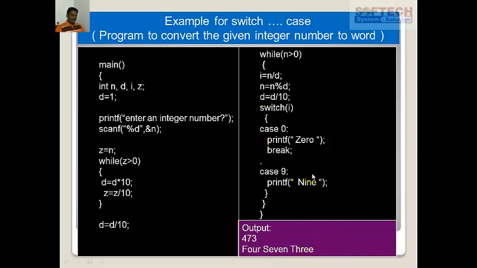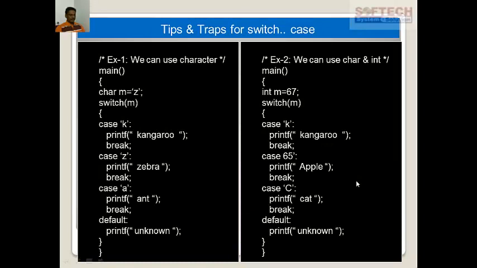This is an example for switch case. Tips and tricks for switch case. For example 1, we can use character also. In the previous example program, we used integer. In this example, we use character also.